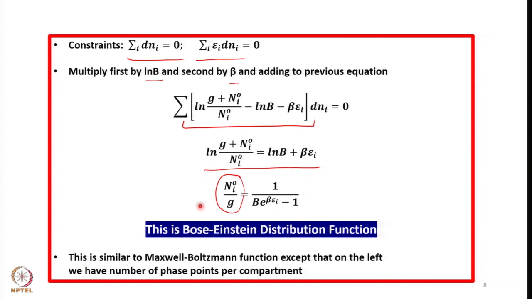So the distribution function that we just derived is similar to the Maxwell-Boltzmann distribution function, except that on the left hand side we have number of phase points per compartment, and on the right side we have this factor which includes b, beta and energy levels. This has a resemblance with the Maxwell-Boltzmann function, but in the Bose-Einstein distribution function you have additional consideration for the phase points per compartment. That means you now start considering the number of compartments in a given cell. So when you compare with Maxwell-Boltzmann distribution, Bose-Einstein distribution offers some different features, and Maxwell-Boltzmann distribution offers some features which were not considered in the Bose-Einstein distribution function.